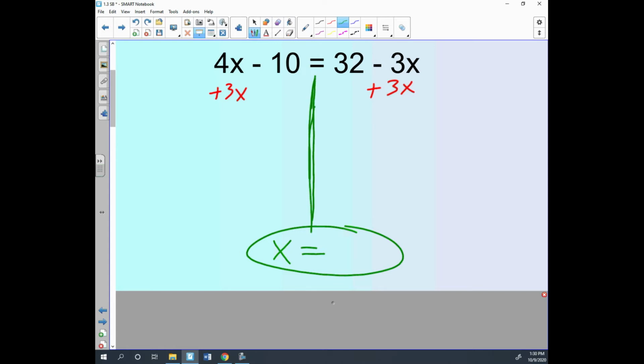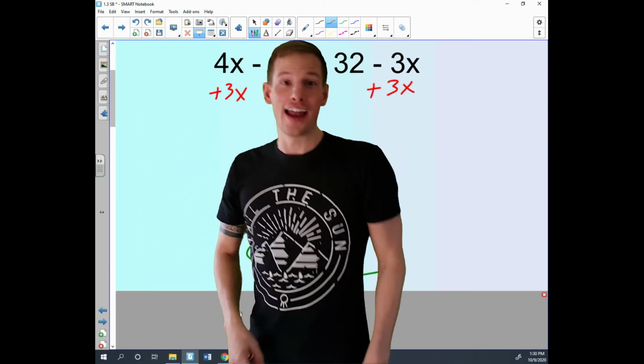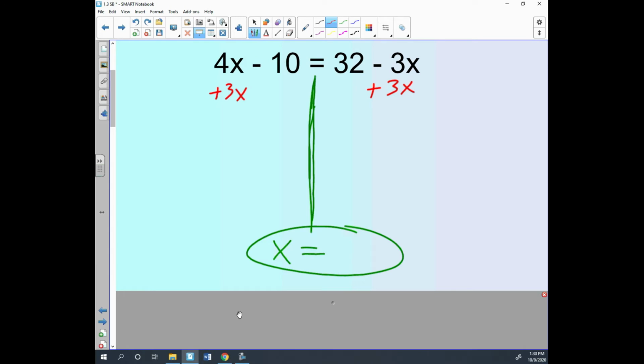Do you see my plus 3x in red on both sides? Yes, because I'm equal, I'm fair. That's why it's called an equation. And so now it's just like a 2-step one. That was just one extra little step because now I have 7x minus 10 equals 32.